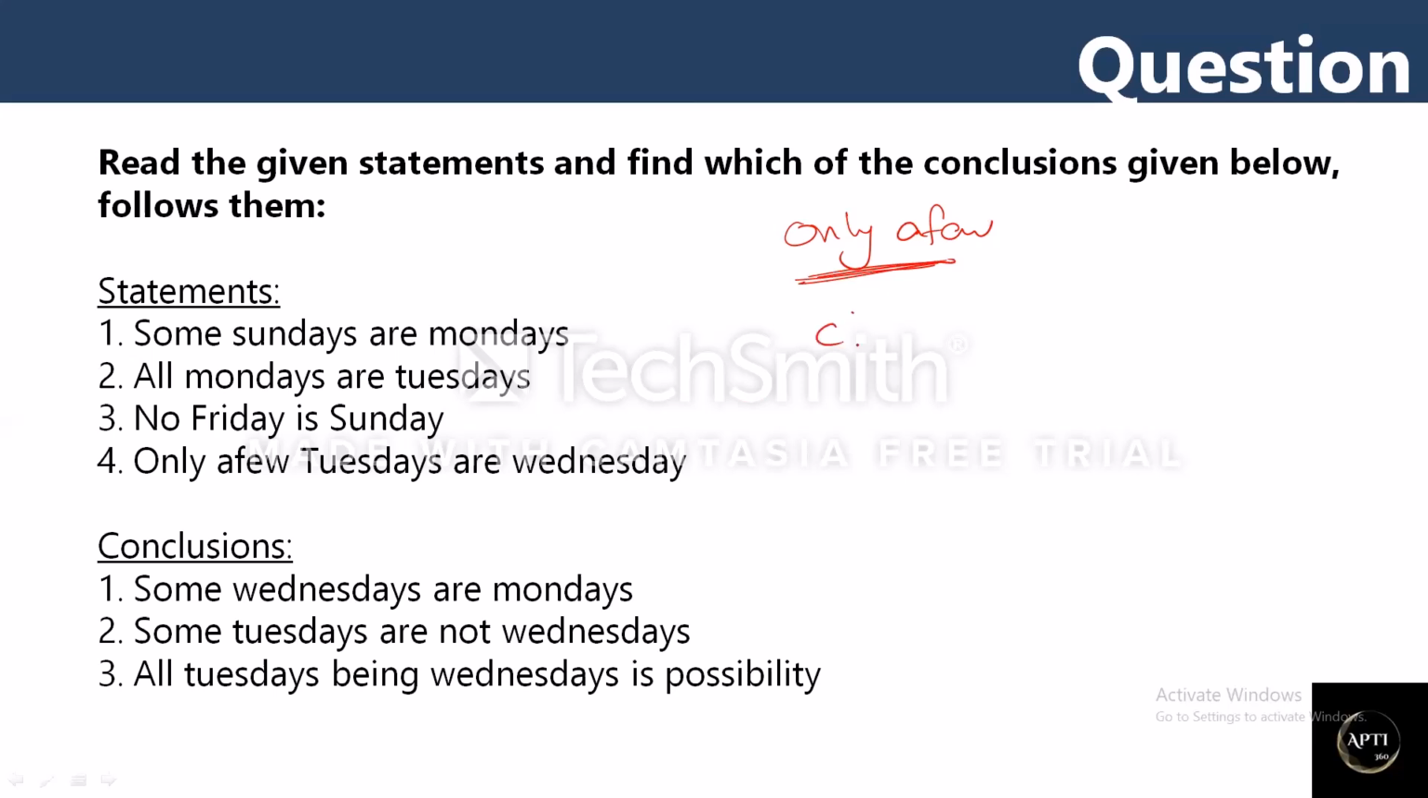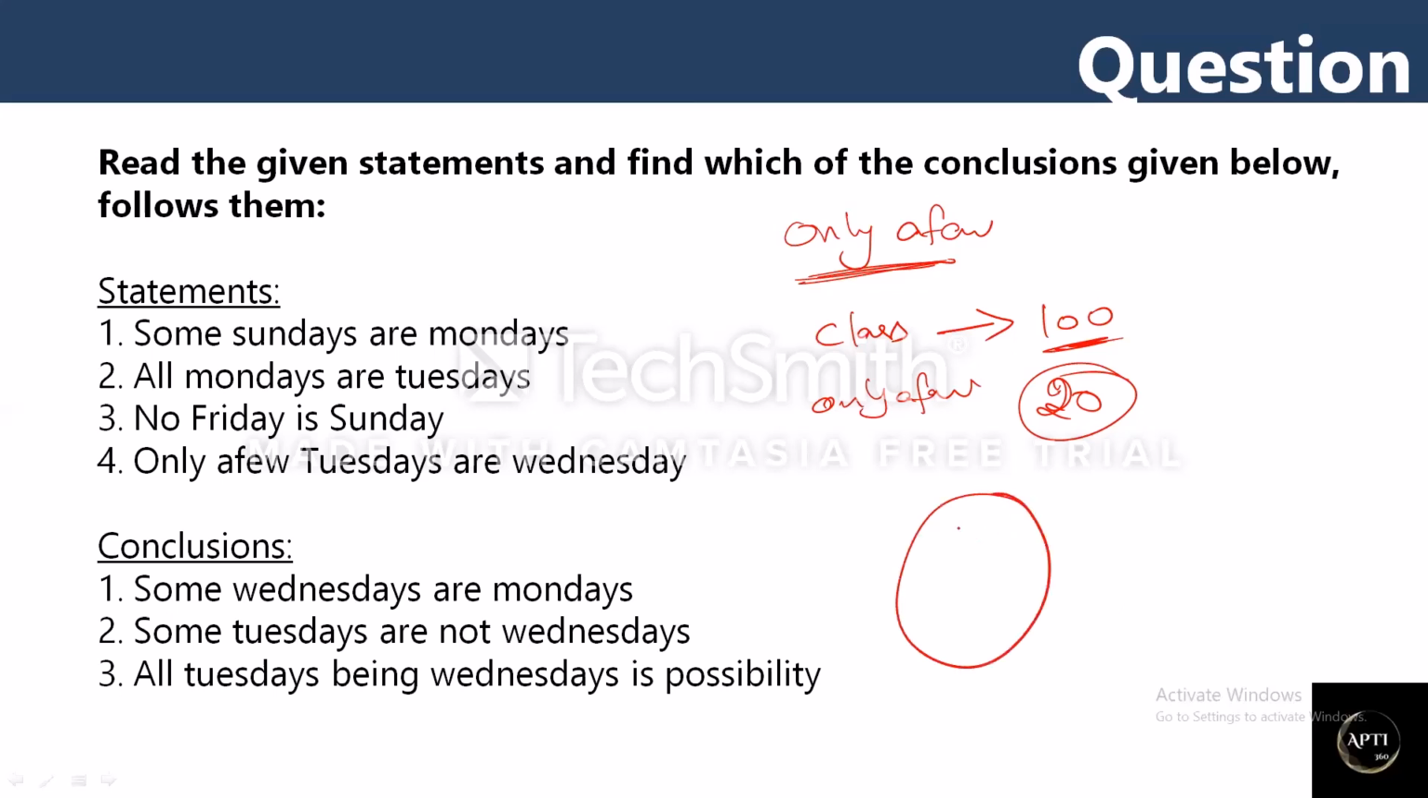Let us consider a class. Let us consider the students count is 100. 100 students are in the class. Now when I go to the class, let us consider 20 students are present. I give one statement: only a few students are present in the class. Only a few students present means how many? 20 students present. Out of 100 students, only 20 are present, 20%. 20% of the students are present in the class.